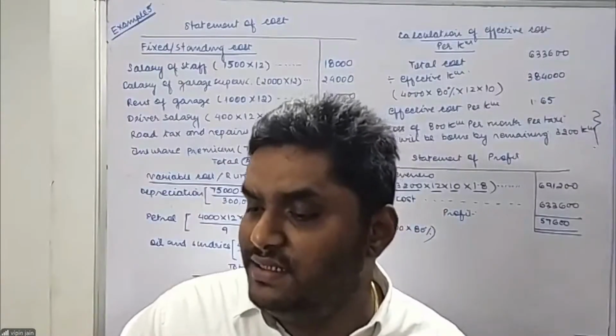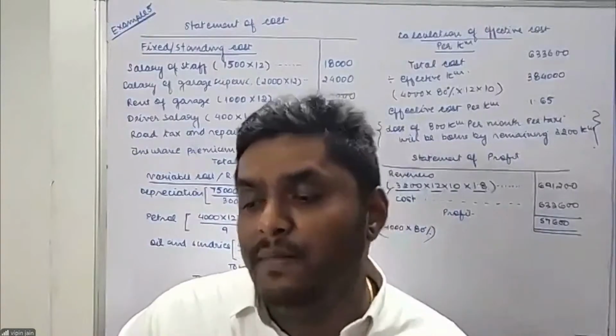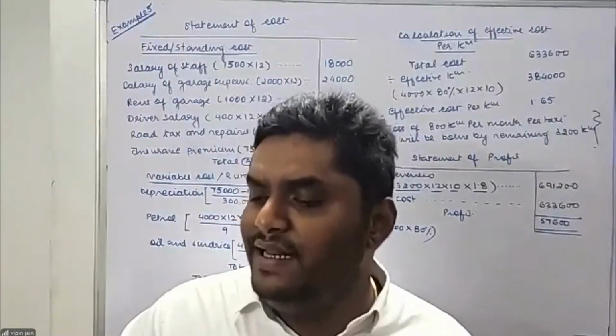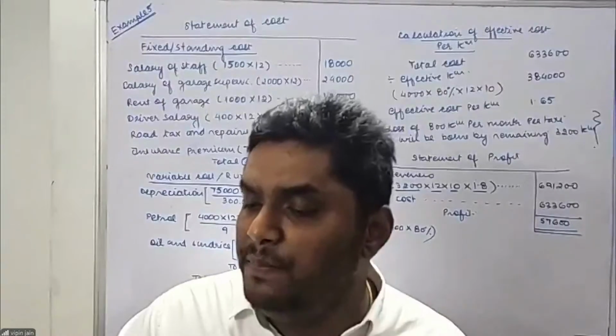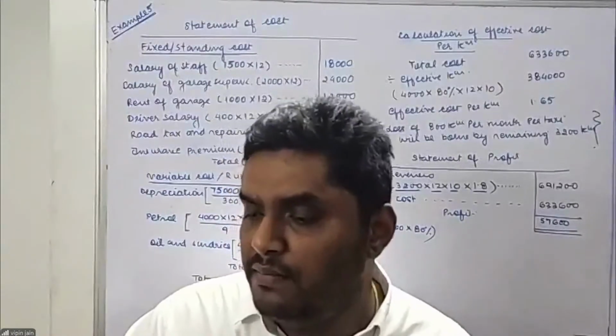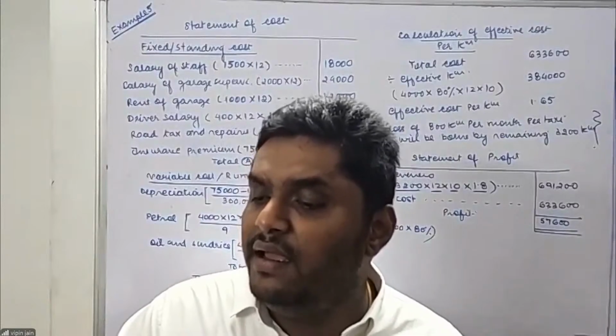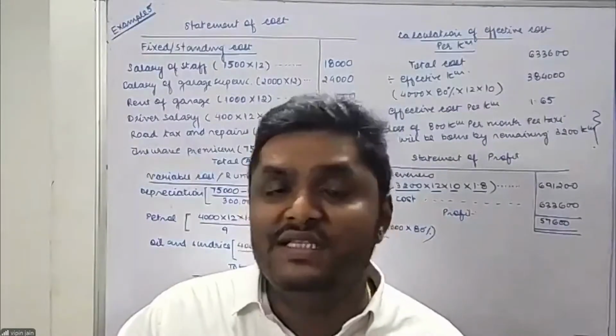Insurance is 10,000 per bus per annum. Repairs and maintenance are 35,000 per bus per annum. Purchase price of the bus is 15 lakh and the life of each bus is 12 years.